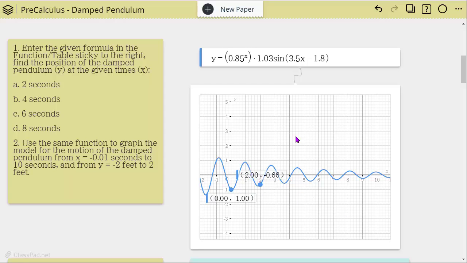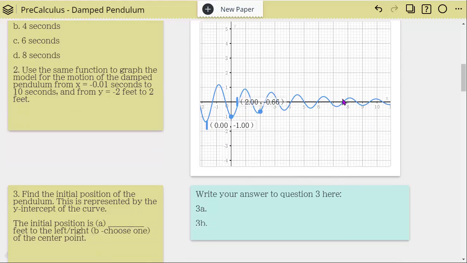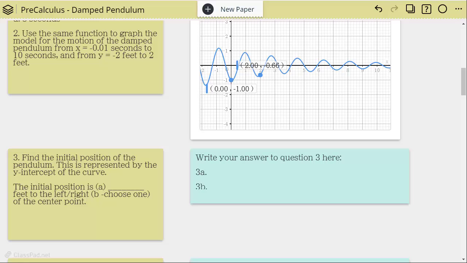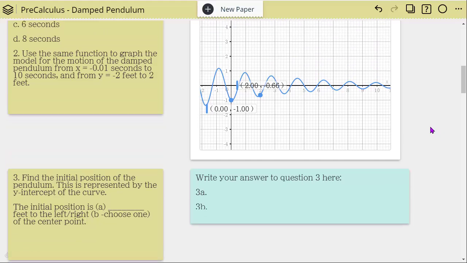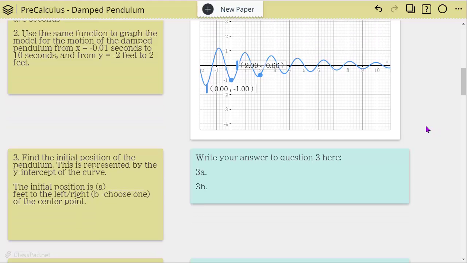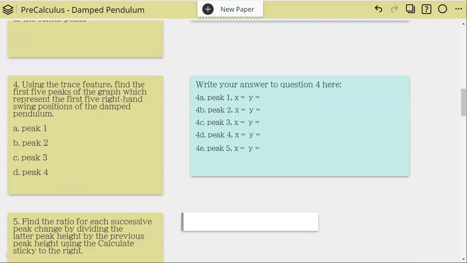And now they want me to graph it again and change the x to 0.0 seconds. So we're going to just kind of explore this graph by moving points around. As they move down, you can actually pull up your table of values now. And they're asking for this initial position, right? And that's at 1, negative 1. So all of these things are coming directly from the graph.